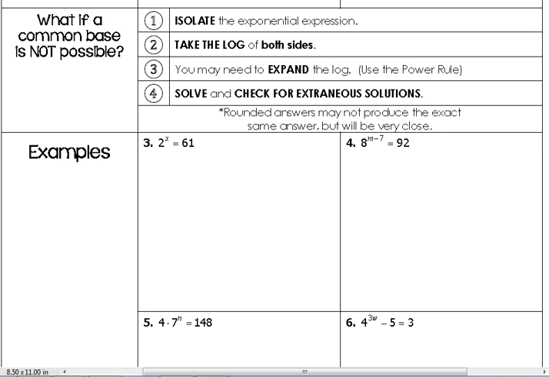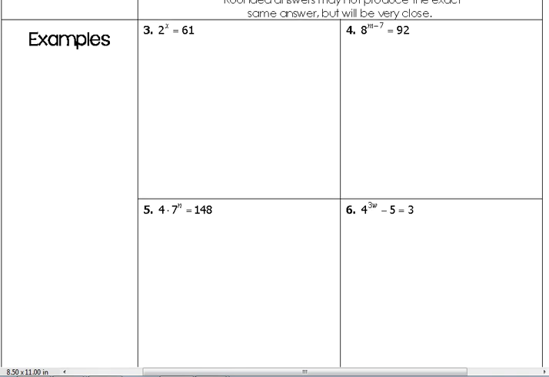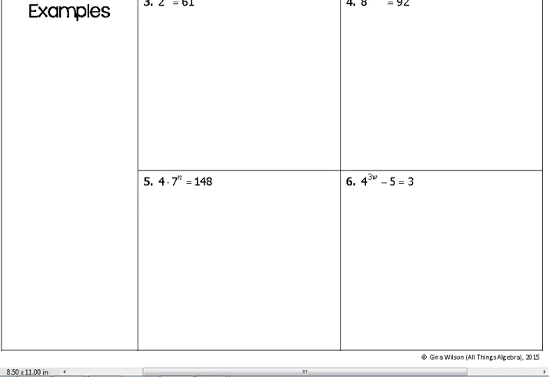Now, we're going to get an exact solution for all these, and then we're also going to find an approximate solution, because I've seen it go both ways. I've seen the answer in log form, and I've seen the answer in decimal form. So we just need to know how to put it in both forms. So let's look at example number 3.